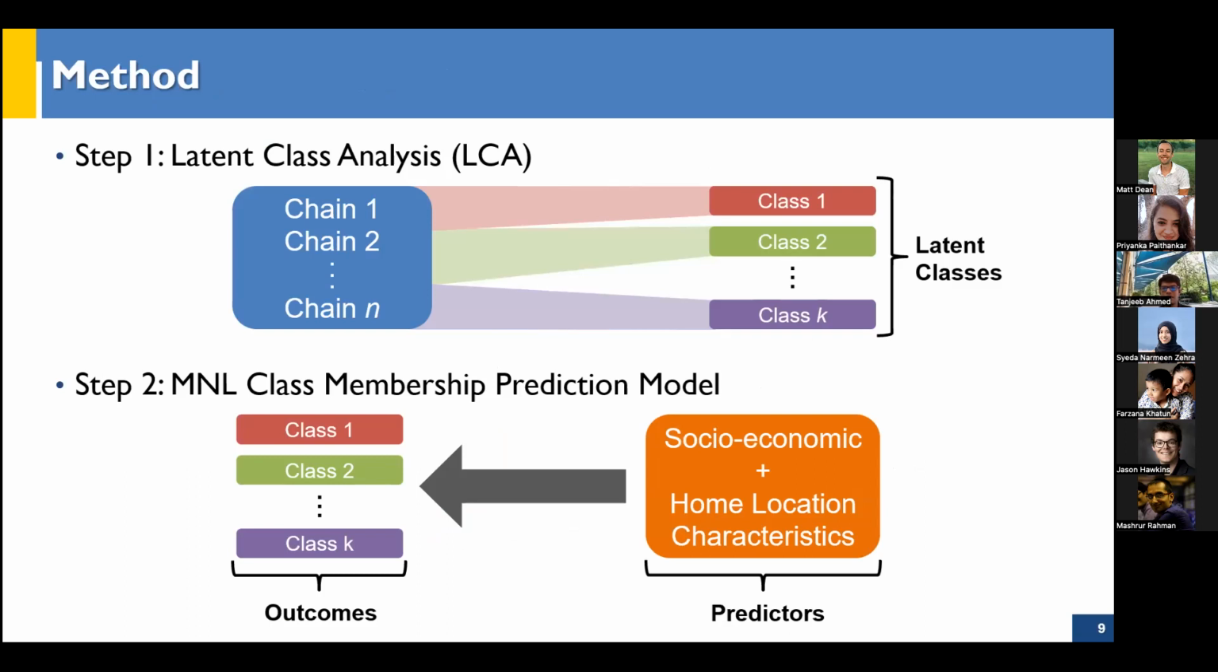So our research method has 2 main steps. At first, we estimate a latent class analysis model, or LCA, to categorize the trip chains into distinct classes. The LCA model reveals the unobserved heterogeneity in observations through a set of given indicators, which I will describe in the next slides. And second, we estimate a multinomial logistic regression model to model the propensity of selecting a trip chain class with respect to the trip chain maker's socioeconomic and home location characteristics.